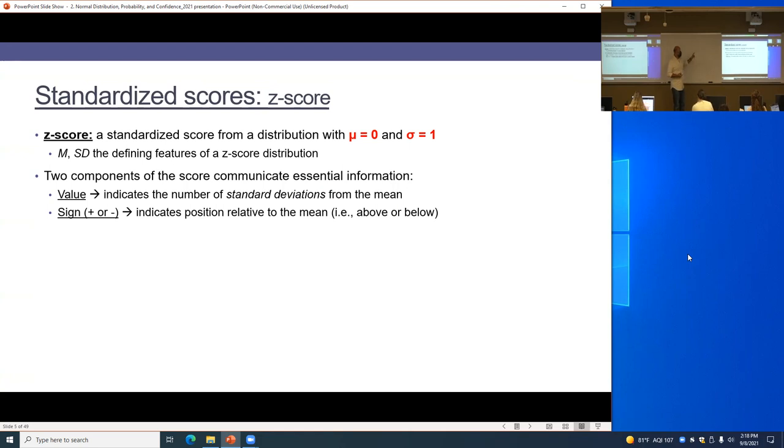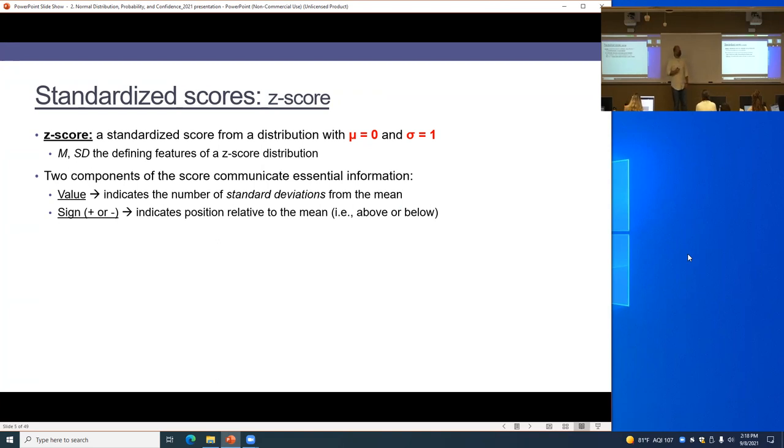Okay? So the mean and standard deviation are the defining features of this distribution, and two pieces are going to communicate some pretty essential information. Looking at a z-score, and this is generalized over effect sizes, the actual value is going to tell us the number of standard deviations from the mean that this score falls. When you see a z-score, the first thing that should come into your brain is standard deviations from the mean.